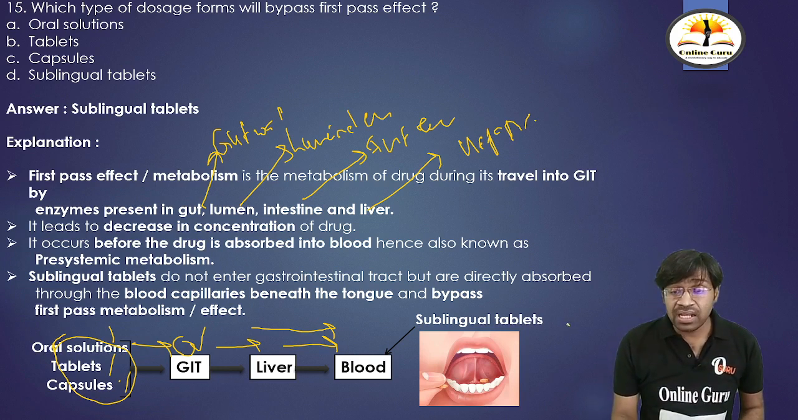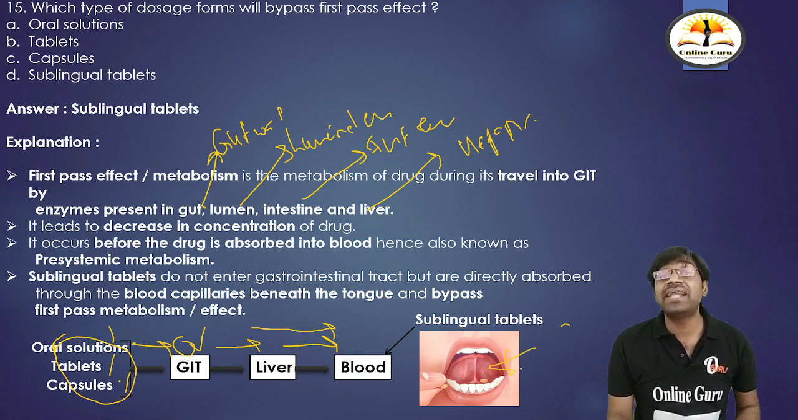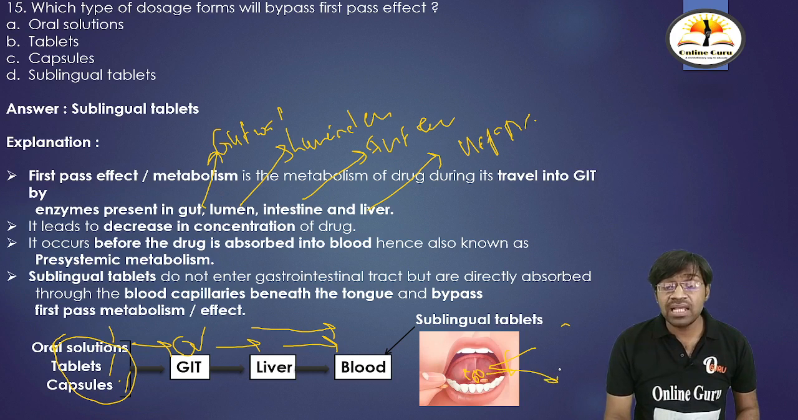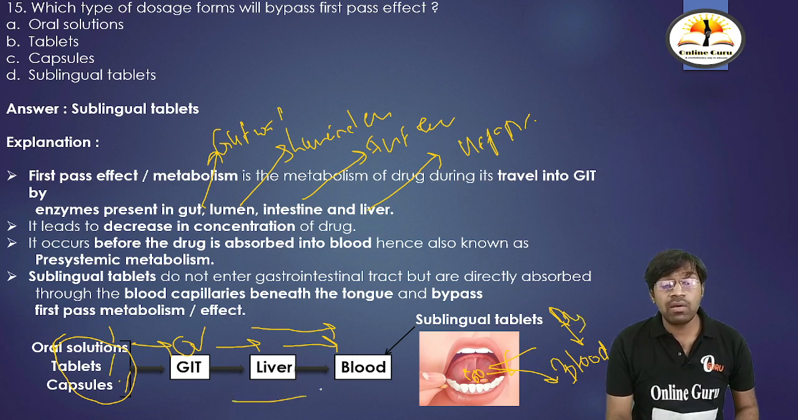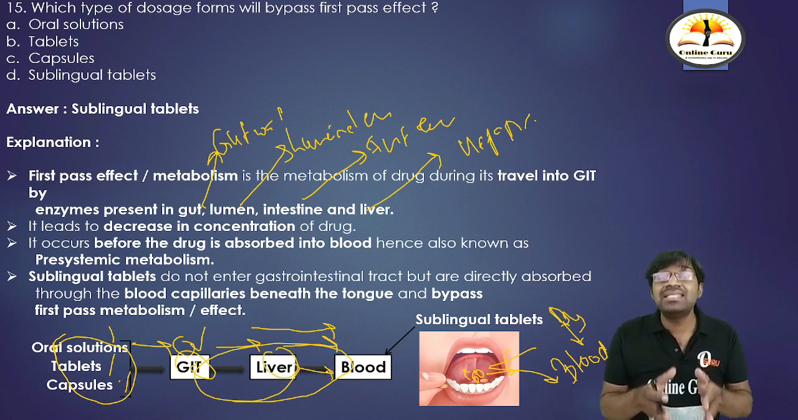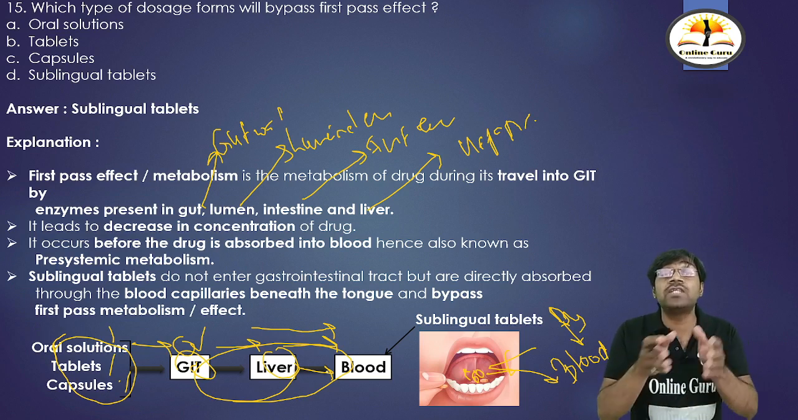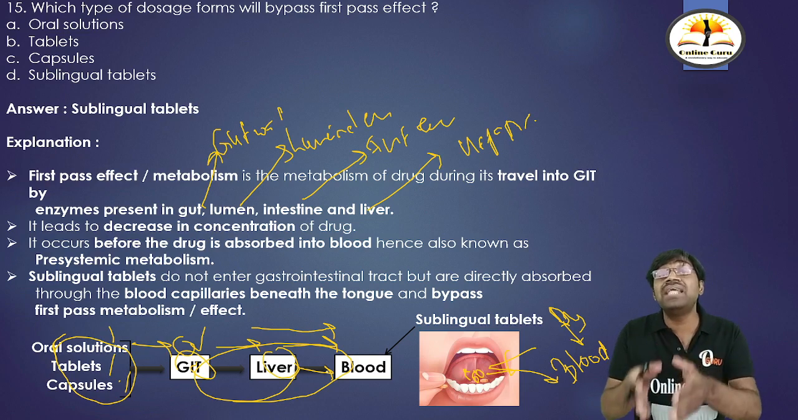When we are going to take drug sublingually, means beneath the tongue, there are some fine blood capillaries which are located beneath our tongue. Then what will happen? The drug from these capillaries is directly going to be absorbed inside the blood. The drug will directly reach towards the blood, and this particular pathway of travel of the drug in the GIT, liver and to the blood is bypassed. Hence sublingual drugs are going to bypass the first pass effect or first pass metabolism, also known as pre-systemic metabolism.